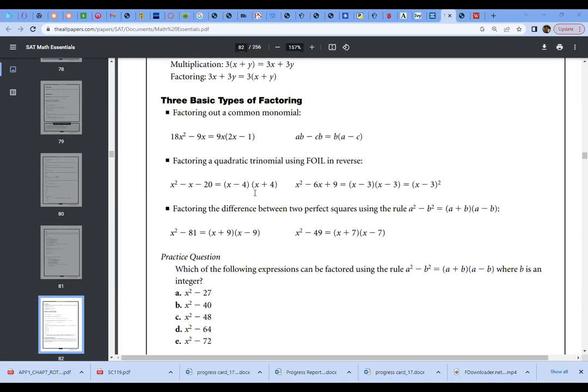Okay, so only D. 27 is not a perfect square. You don't have two similar numbers that you multiply together to get 27. 27 is 3 multiplied by 9. 40 is 20 multiplied by 2 or 4 multiplied by 10. 48 is the same. 64 is the only one because 64 is 8 multiplied by 8. This is going to be a perfect square.